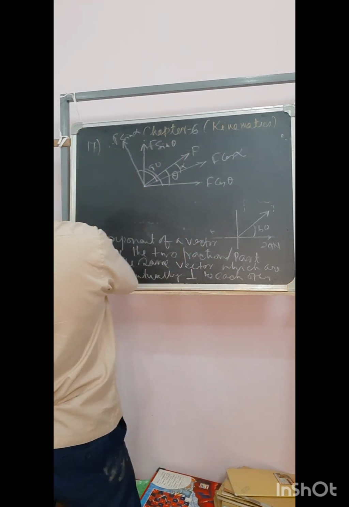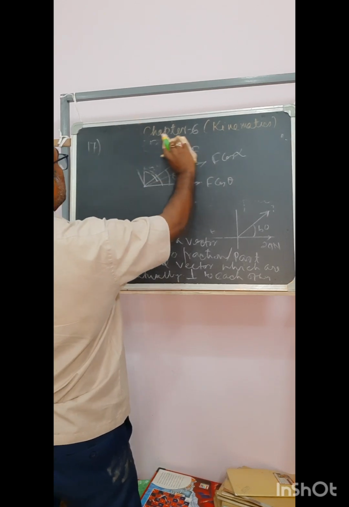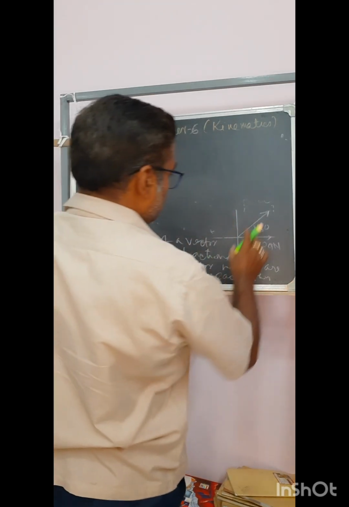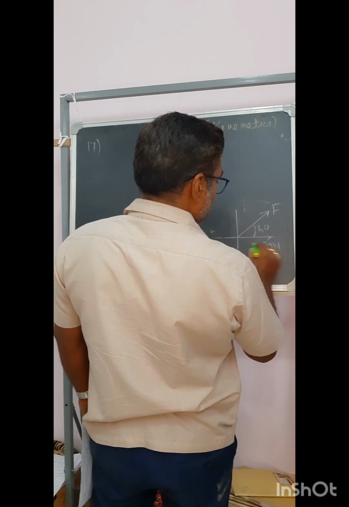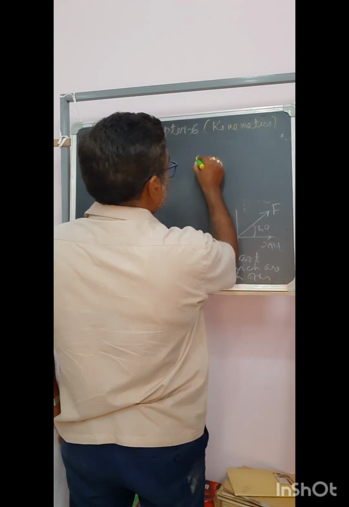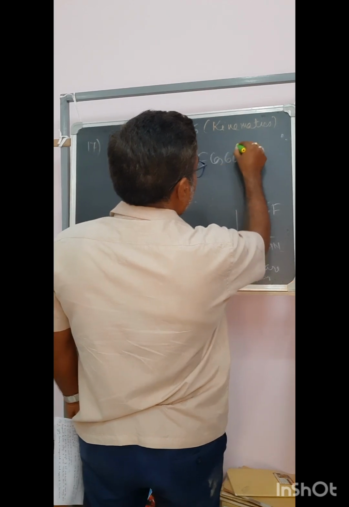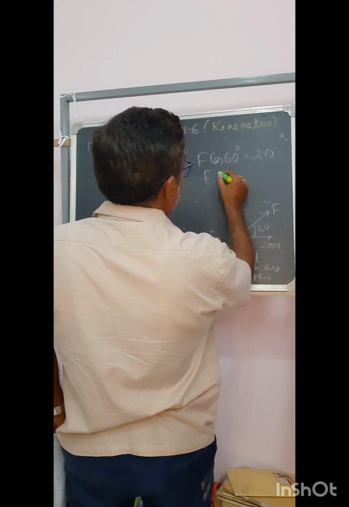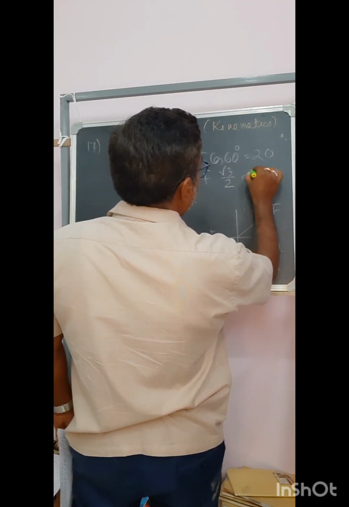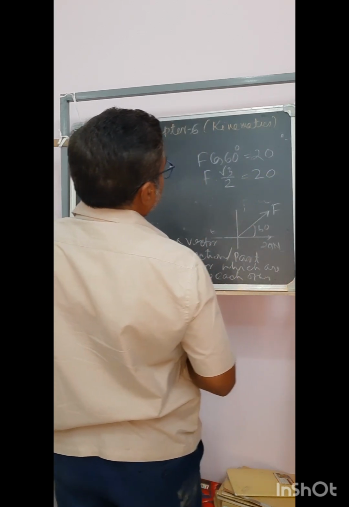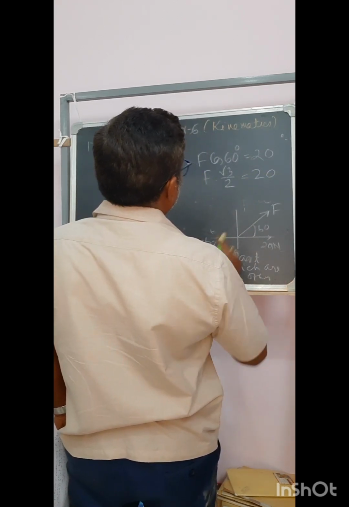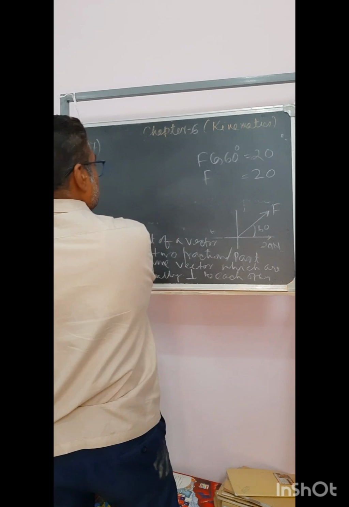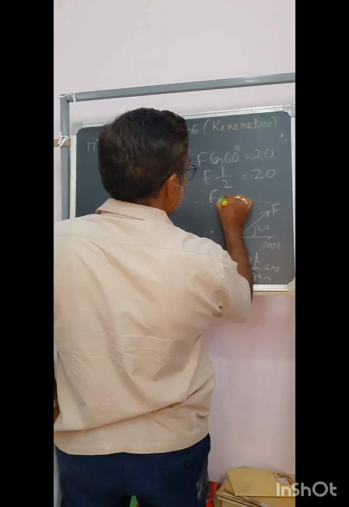So these are the concept of components, which is very useful when you are balancing a force diagram acting on a body. But here, if it is F, the component on the x direction is 20, that means F cos 60 is 20. Cos 60 is equal to half. So F is equal to 40.